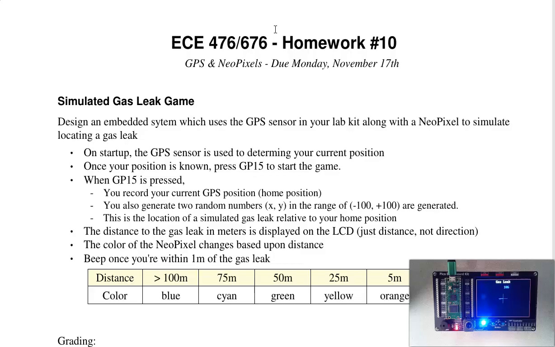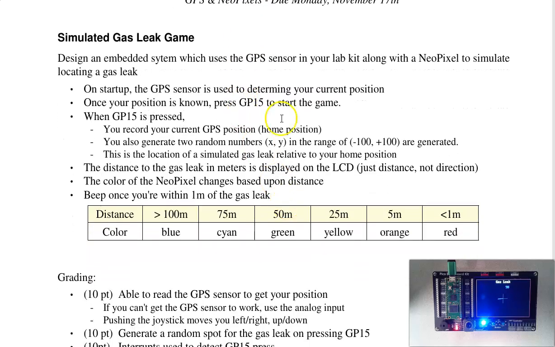Specifically, what I want to do is use the GPS sensor to detect where I am, and generate a pretend gas leak in the field. I then run around, trying to find the gas leak. The GPS sensor will calculate the distance to the gas leak and output the distance on the display, as well as a color based upon distance. I can start a new game on button 15.